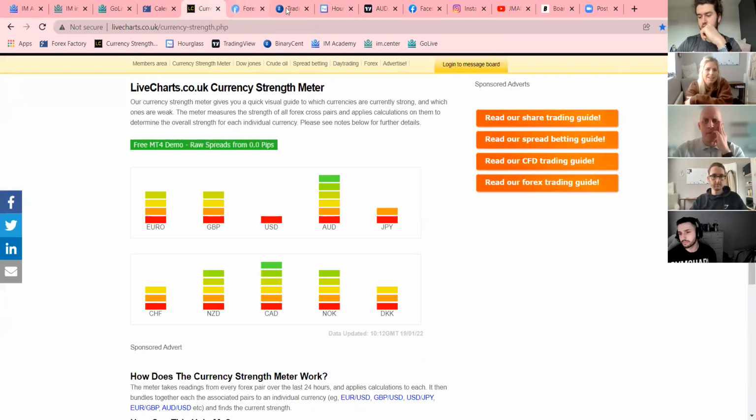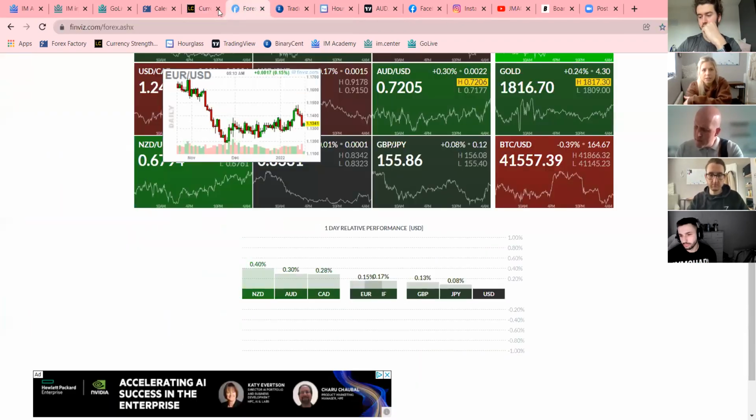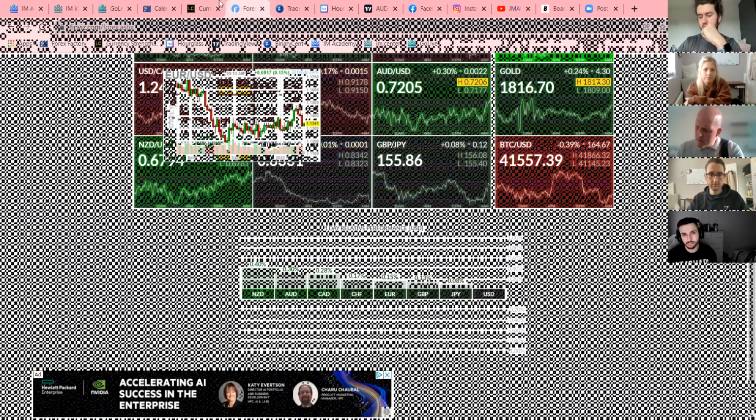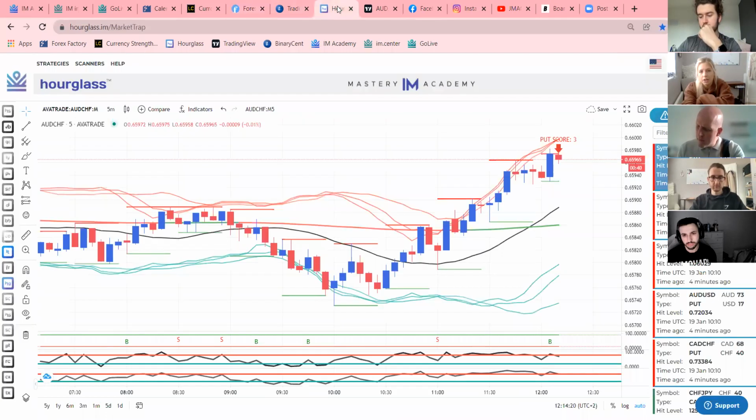One thing just to note is sometimes they don't always match up. So you've got to make sure you're refreshing, and you've got to ultimately make that decision of which one you're going to go by. So yeah, these two don't always match up, and that's okay. You'll go by the one that you prefer using. I wouldn't advise using all three to check your currency strengths. I would say pick between one of these two and then use that against your Market Trap as well.